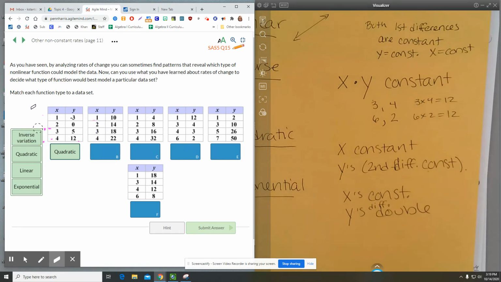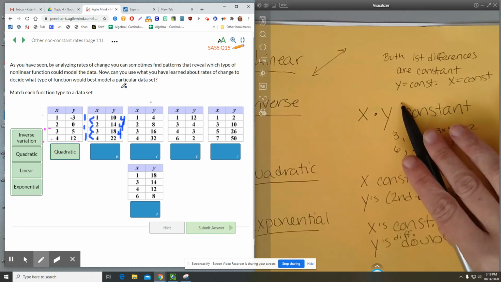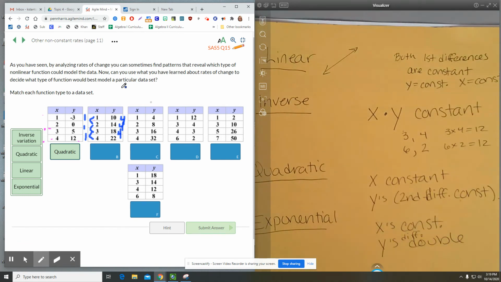Let's go look at my next table here. Again, I see it goes up 1, 1, 1 each time. If it helps, go ahead and write it: up by 1, up by 1, up by 1. Now let's look at this side. I see it goes up by 4, up by 4, up by 4. So both my x's and my y's are constant. That's what we said right up here. My x's and my y's are constant. That is linear, so my second one is going to be linear.